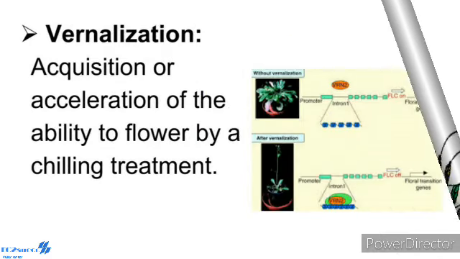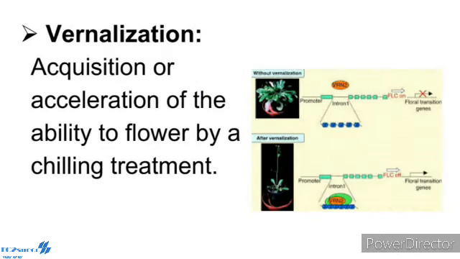Another one, vernalization. Acquisition or acceleration of the ability to flower by a chilling treatment. Many plants, especially biennials, do not flower before they experience a low temperature. They grow vegetatively during the warm season, receive low temperature during winter, grow further, and then bear flower and fruit. The low temperature requirement for flowering was first noticed by Klippart in 1857.